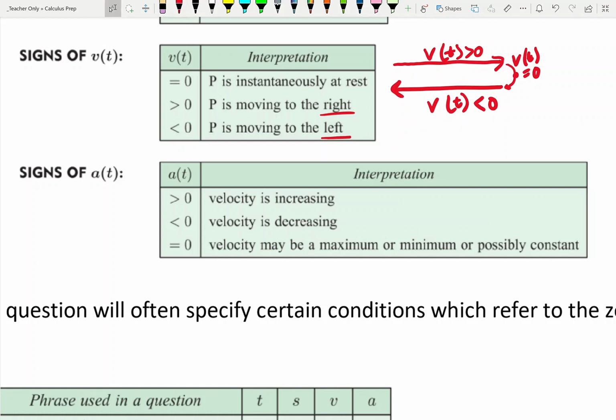So with the acceleration, if we've got a positive acceleration, then the velocity is increasing. If we've got a negative acceleration, then the velocity is decreasing. So this is what we would colloquially know as accelerating and decelerating. If the acceleration is 0, then the velocity is not changing. So the velocity is either at a maximum, a minimum, or is just a constant.